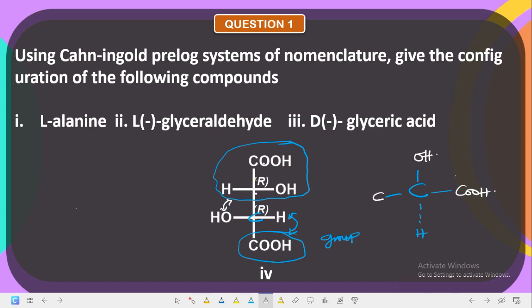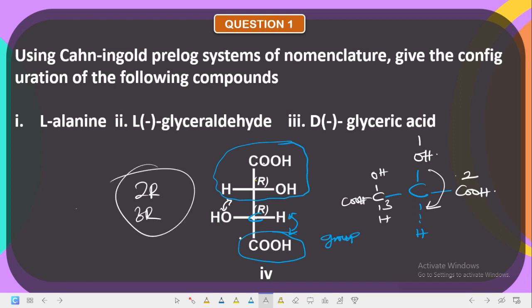This group here, what does it have here? C, right? Then we have OH on top. Then what do we have? Hydrogen. And then finally we have COOH. So which of them is number 1? This. Which number 2? This. And this is 3. So it's also an arrow. That's why we have 2 arrow here. Is that understood? So it's 2 arrow and 3 arrow. That is the configuration of this compound. Is that understood? 2 arrow, 3 arrow.